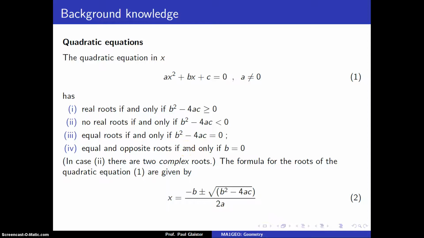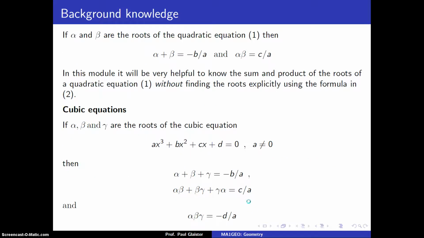If the roots are equal and opposite, then b has to be 0. Correspondingly, if b is 0, the roots are equal and opposite. All of that information can be discovered by looking at the solution in equation 2, which is the roots of the quadratic equation 1. So in this instance you can write down an explicit formula and all of those results follow from that.